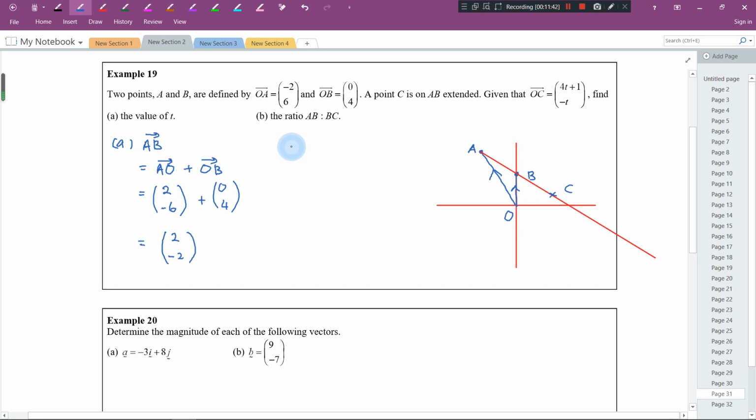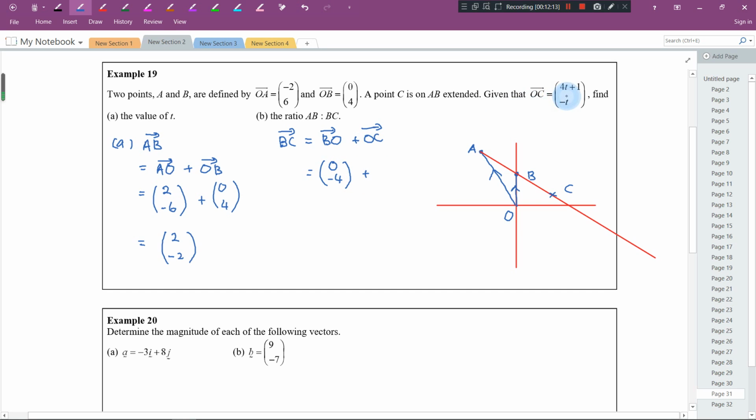Okay, now how about I get BC? Now find BC. Okay, so BC will be BO plus OC. Okay, BO. Now this is OB. Now I'm looking for BO, opposite direction, right? So I have to change the sign. So 0, you don't have to put negative 0, it's the same thing, you just write 0. But this one you have to put negative.